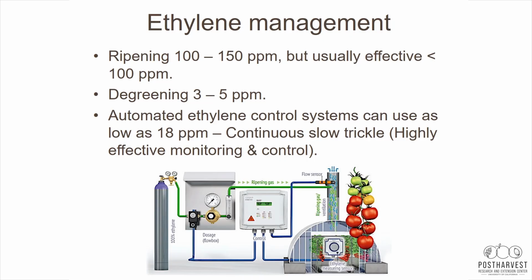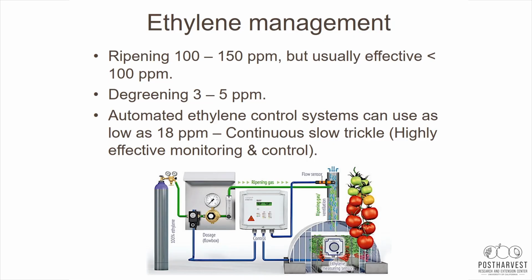Typically, for ripening, we have concentrations between 100 up to 150 ppm of ethylene, but it has also been demonstrated that usually it's effective below 100 ppm. In some cases where we get these automatic ethylene control systems, like the one that I've exemplified here, much lower concentrations of ethylene can effectively ripen the produce. And for degreening, the levels are significantly lower than ripening.